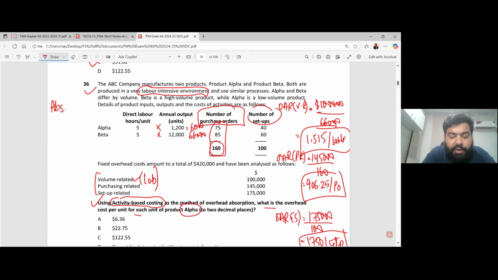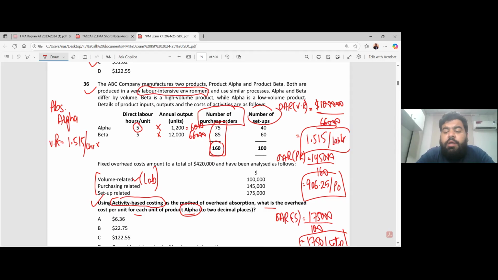And we have to calculate only for alpha. So we'll do the calculation of only alpha. First, it was volume related overheads. The OAR was 1.515 per labor hour. Multiply. Now, if I use this per unit base, the answer will come in overhead per unit.